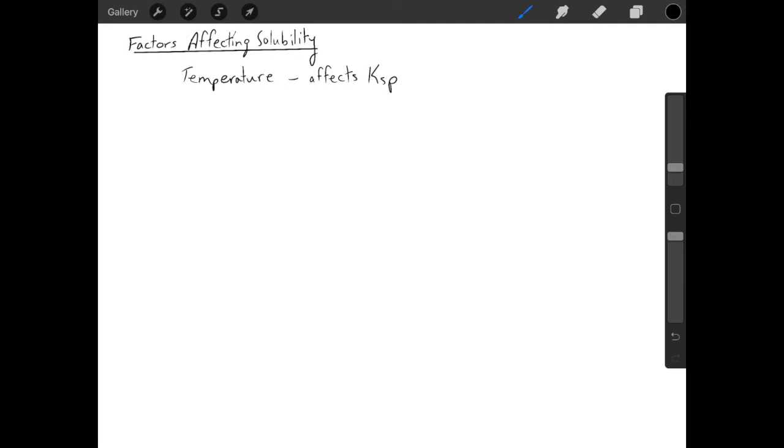A change in temperature is going to cause a change in the KSP for the solubility equilibrium that you're looking at. And typically, an increase in temperature is going to correspond with an increase in the KSP. And an increase in the KSP corresponds to an increase in the solubility of that solid. That is, more of the solid will dissolve and split up into ions.